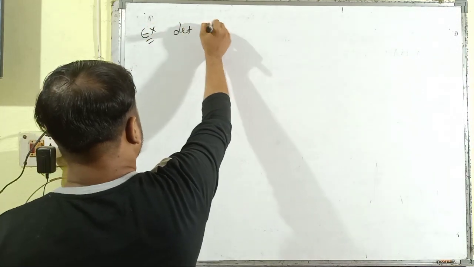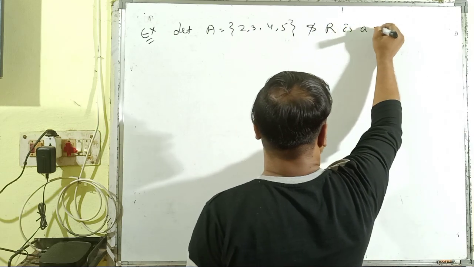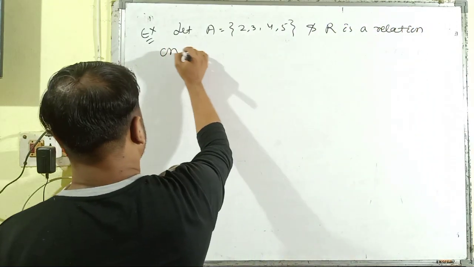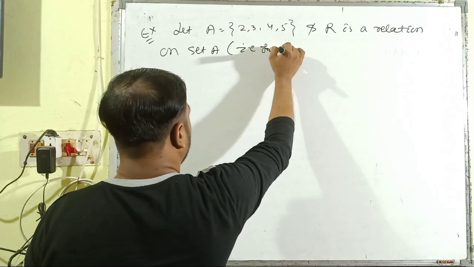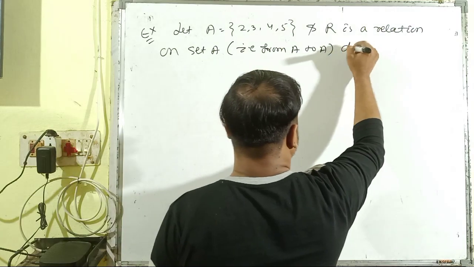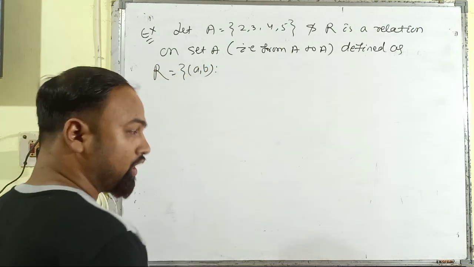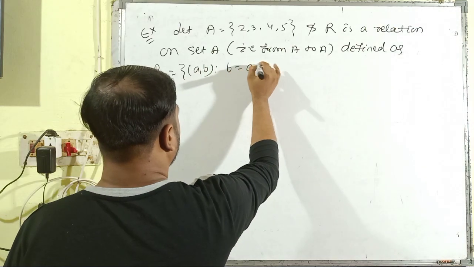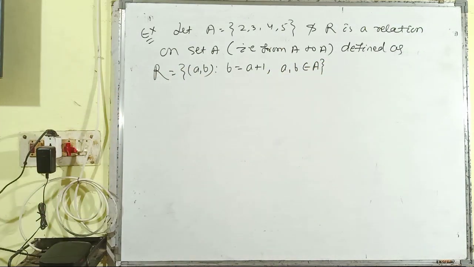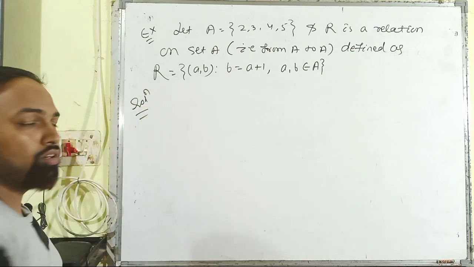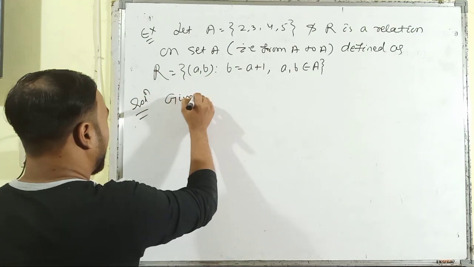Example: let A equal 2, 3, 4, 5 and R is a relation on set A, that is from A to A, defined as R equal to the ordered pairs (a, b) such that b equals a plus 1, where a and b both belong to the set A. That means we have to find ordered pairs in which the second component is 1 greater than the first component. So first, let us go through the given data.